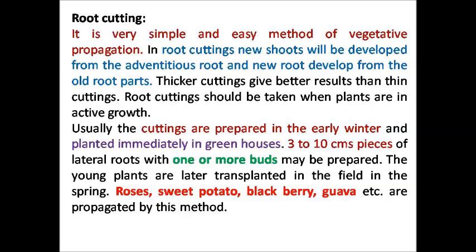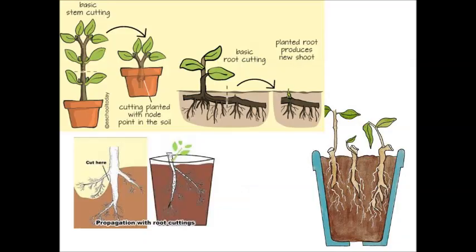Three to 10 centimeter pieces of lateral roots with one or more buds may be prepared. Roses, sweet potatoes, blackberry, guava, etc. are propagated by this method. Let's see some root cutting diagrams. These are the root cutting diagrams.